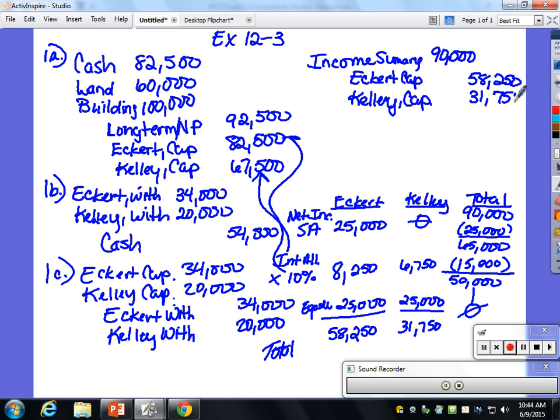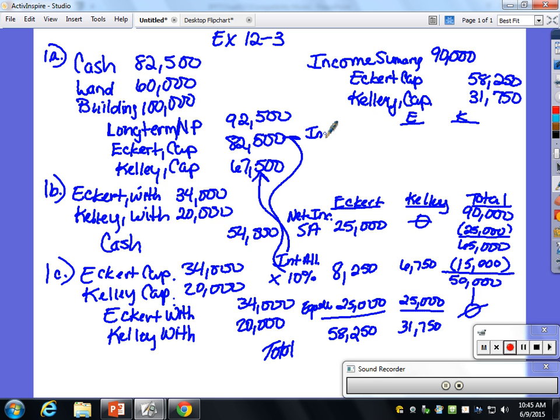31,750. We're still not done because we have to find out their ending capital balances. You add the 82.5. You start with their initial investment, and then we have to subtract what? The withdrawals. Yeah.